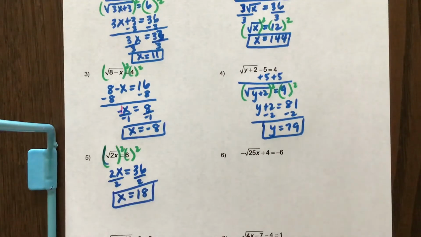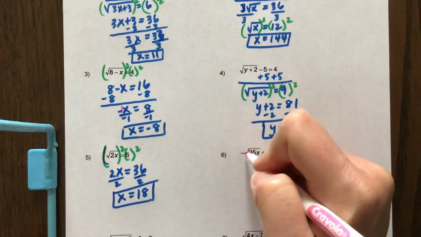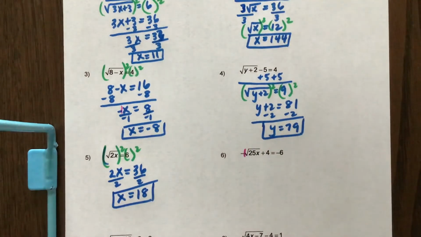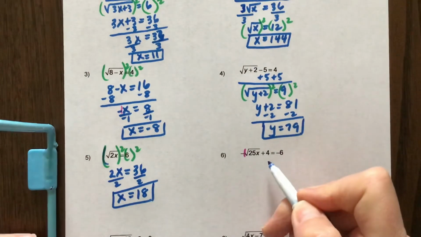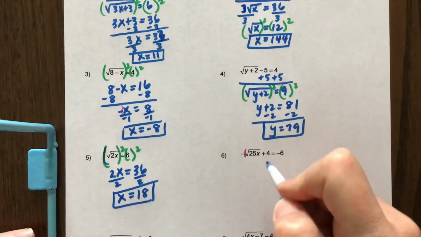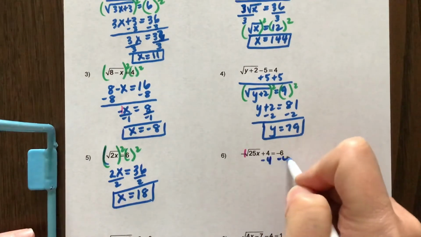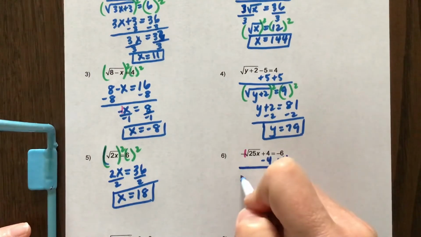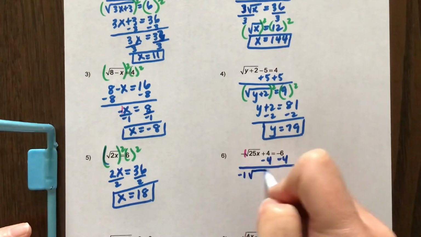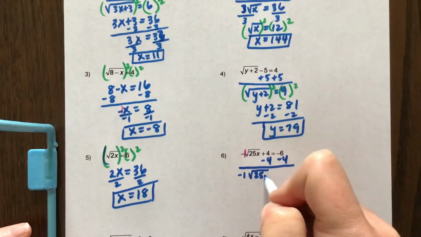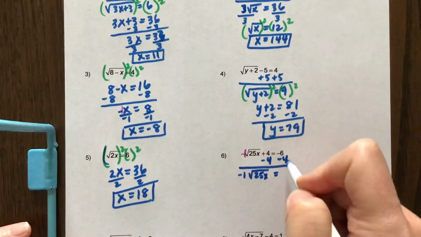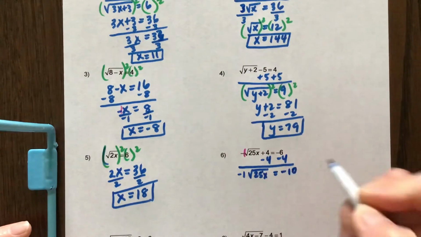Number 6 is a little different. You'll see I have a negative sign out in front of my radical symbol. And let's recall, that really means that's a -1 hanging out there. So that means I am going to have to get rid of that -1 as well as this +4. I'll start with the +4. I'll have to subtract that from both sides. So that gives me -1 times the square root of 25x is equal to -6 minus 4 is -10.